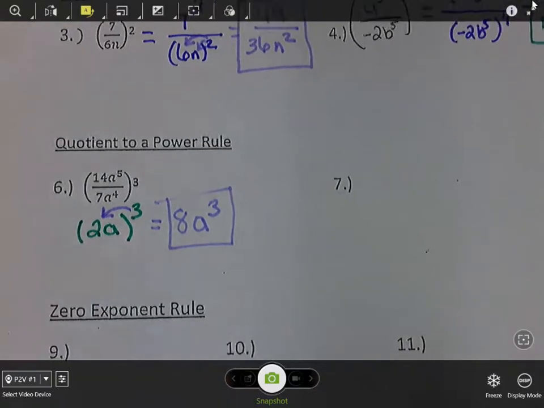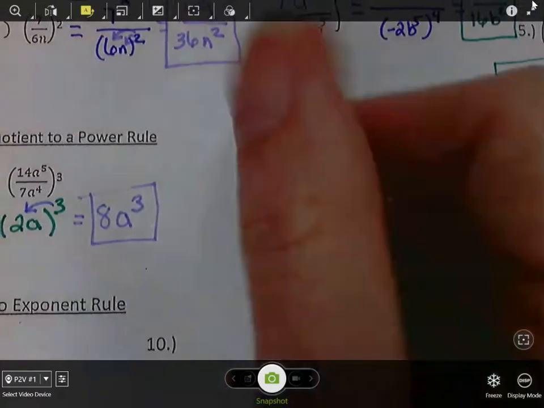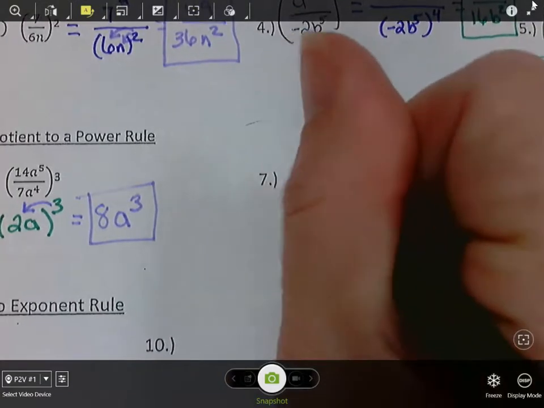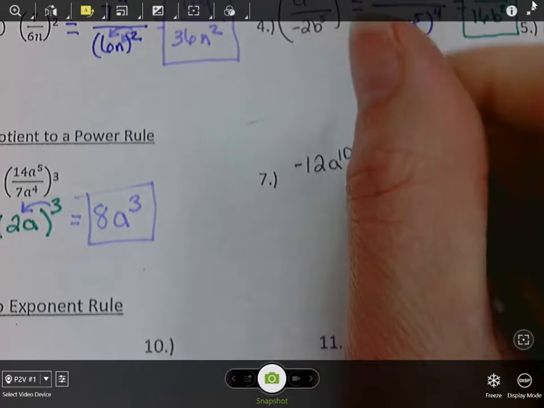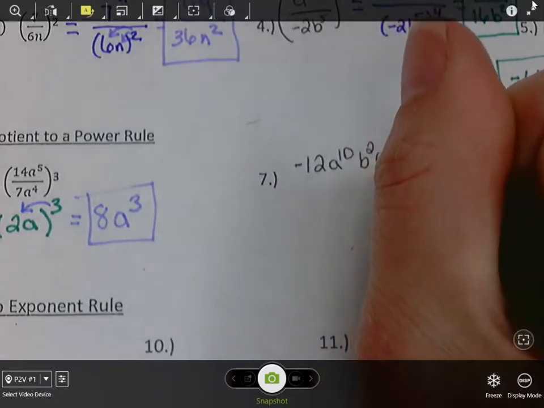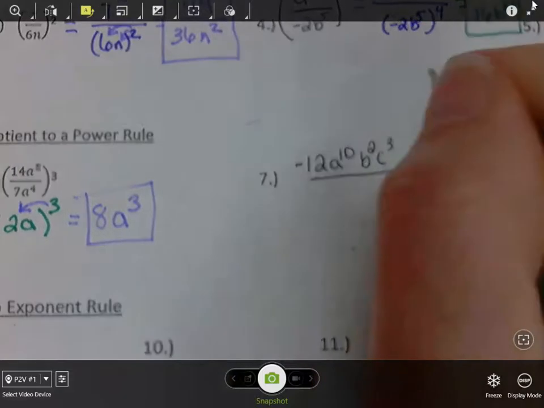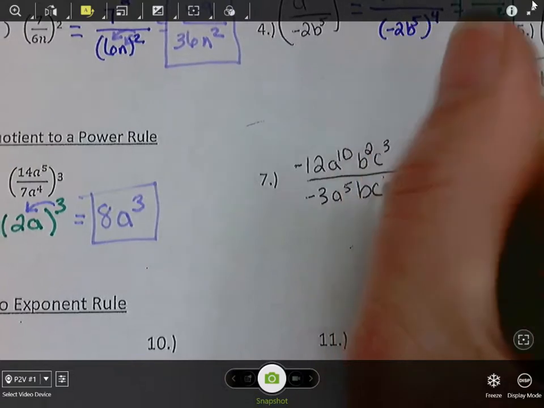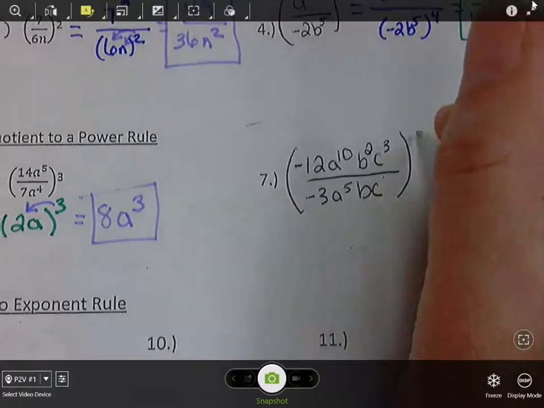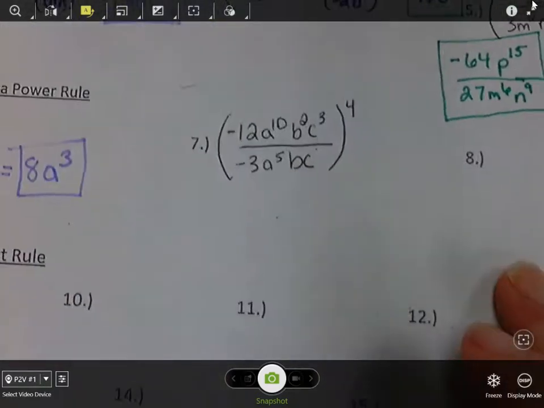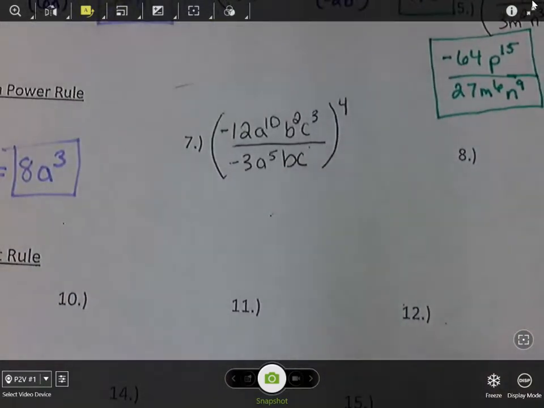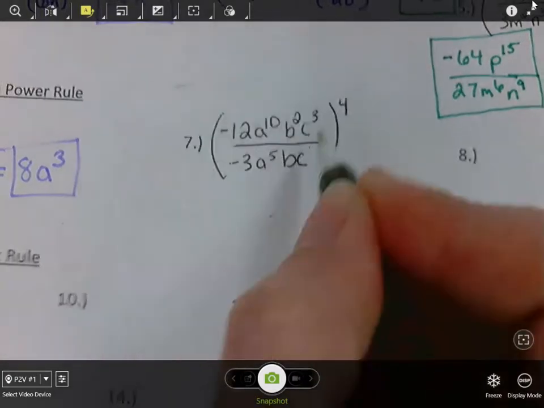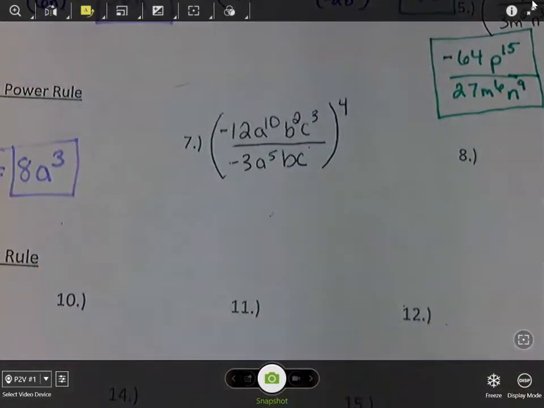Okay, let's do another one before we ask questions. Negative 12 a to the 10th b squared c cubed over negative 3 a to the 5th b c. And that's all raised to the 4th power. Okay, reduce what's on the inside first. Make it easy on you.